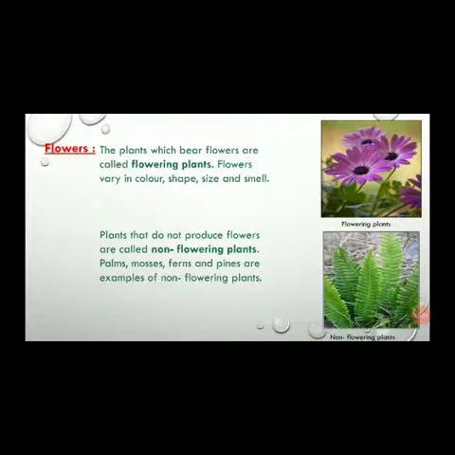Now, flowers. Most plants bear flowers. They are called flowering plants. Flowers can vary in color, size, shape, and smell. They may be single or grow in bunches called blossoms. Plants that do not produce flowers are called non-flowering plants. For example, palms, mosses, ferns, and pines.